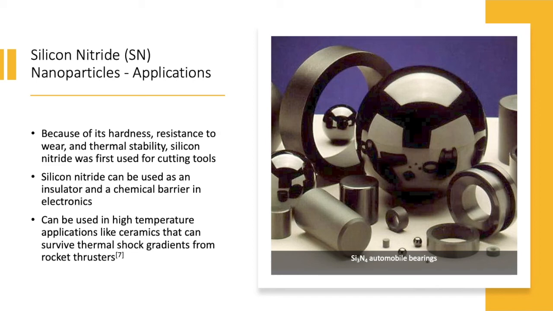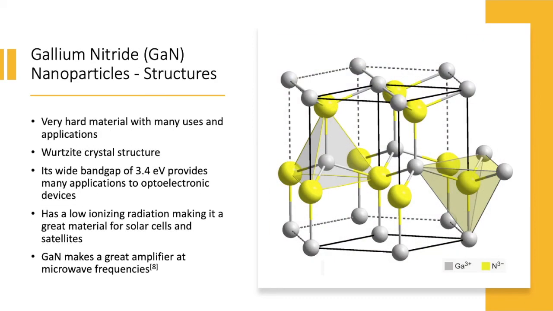The image on the right is silicon nitride automobile bearings. Within an automobile engine and rocket thrusters, it can get to very high temperatures. So having a material that can withstand those temperatures is very important.